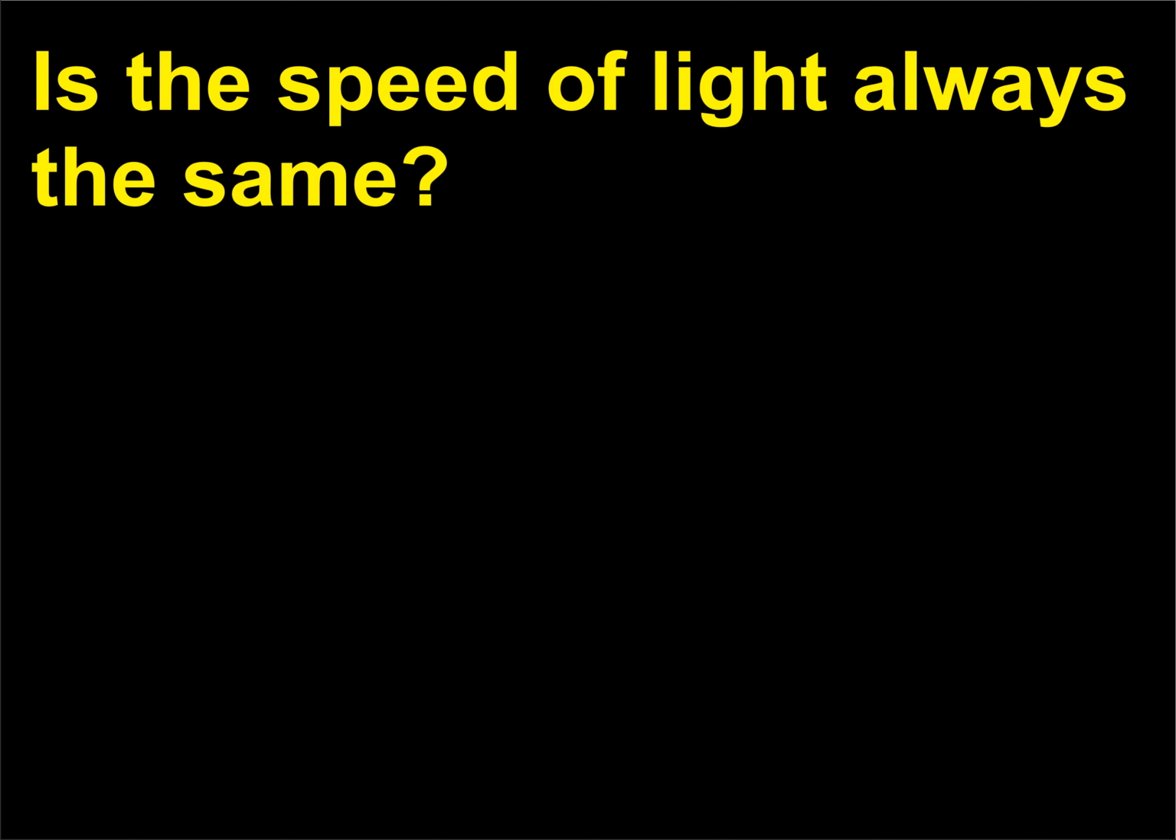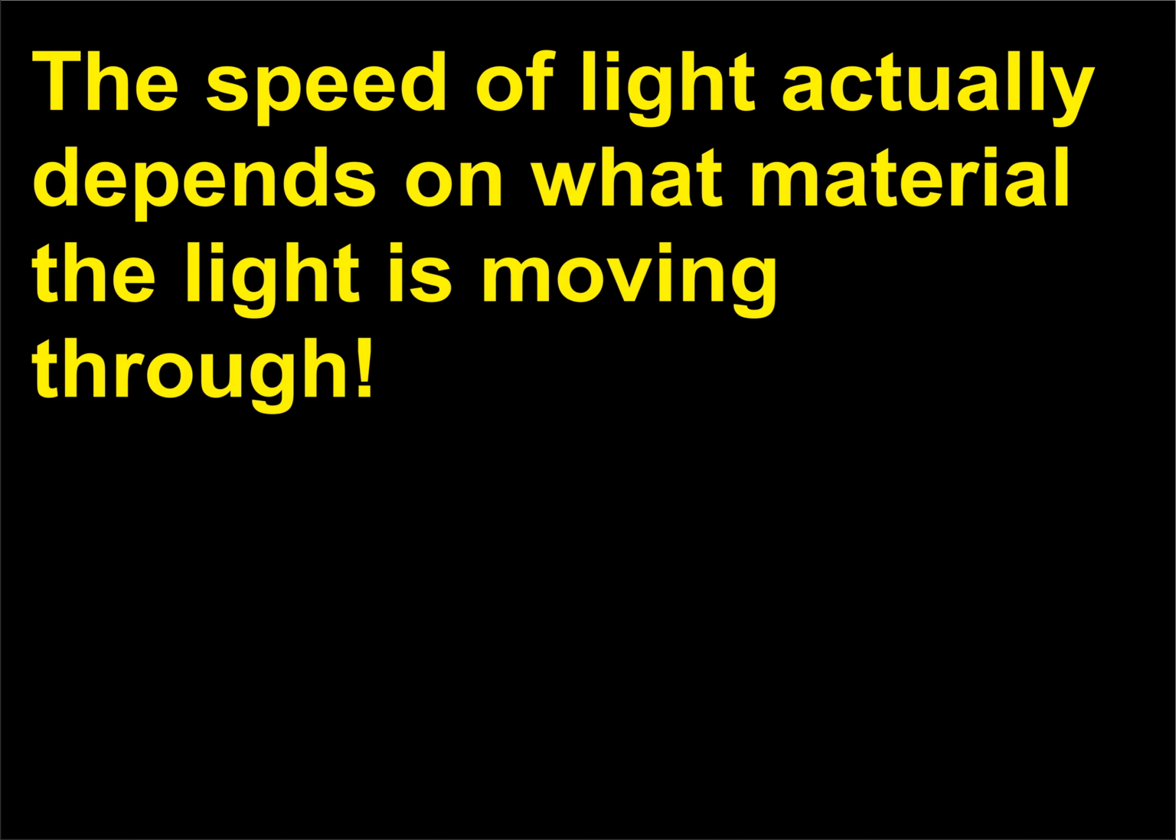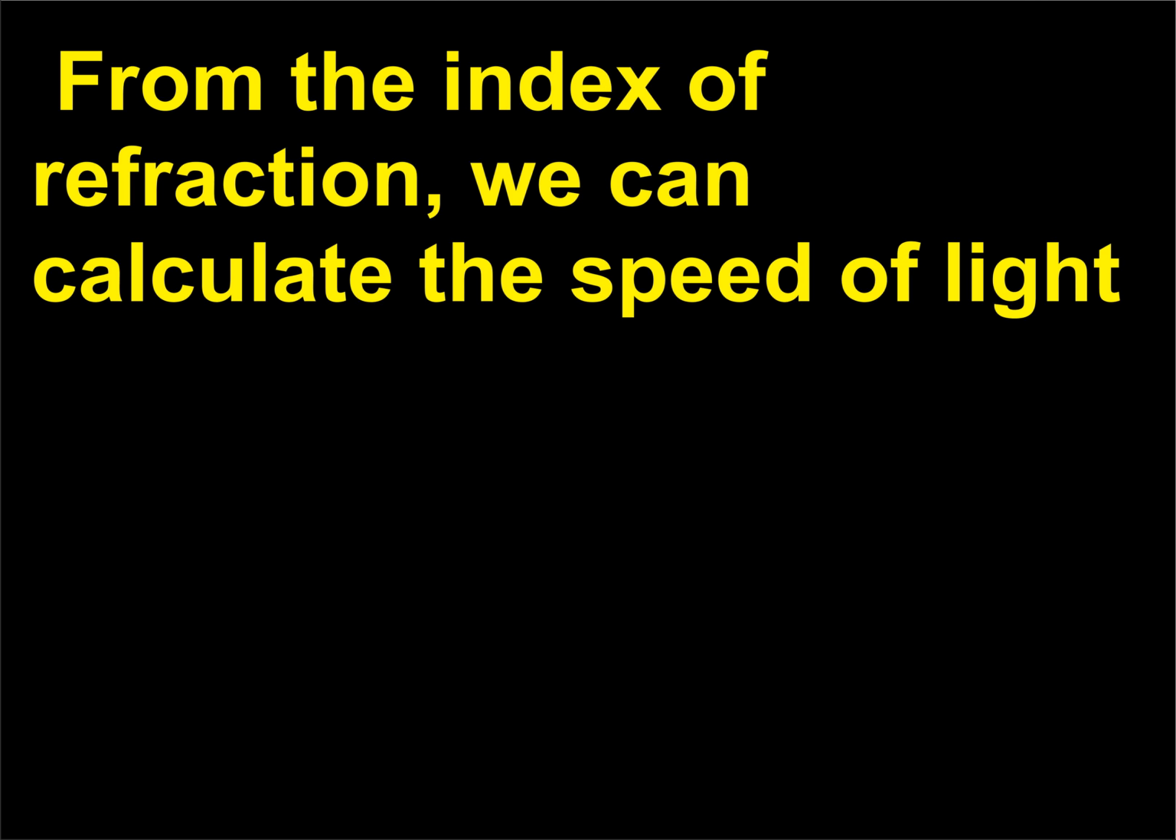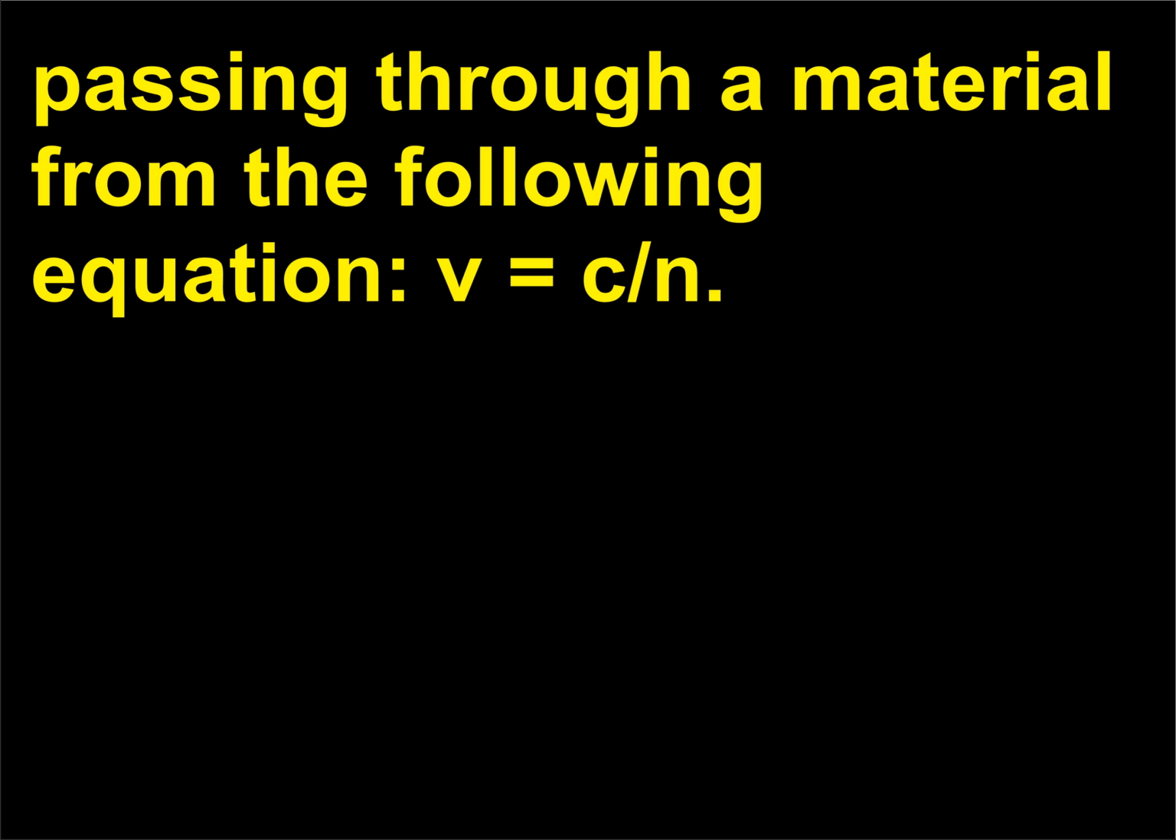Is the speed of light always the same? The speed of light actually depends on what material the light is moving through. Each material has a property called an index of refraction. From the index of refraction, we can calculate the speed of light passing through a material from the following equation: v = c/n.